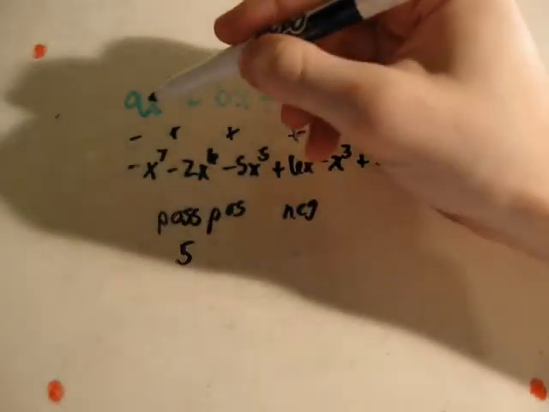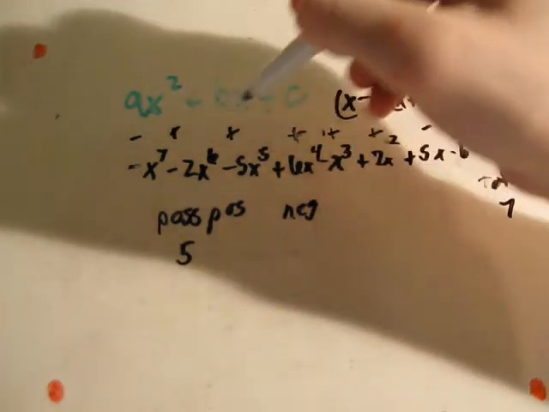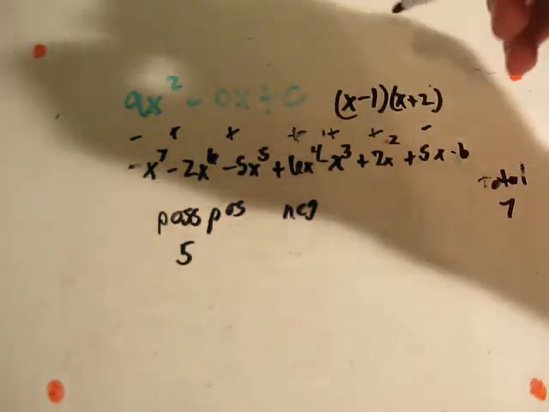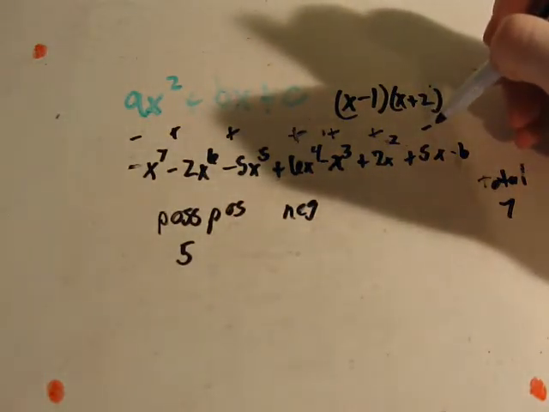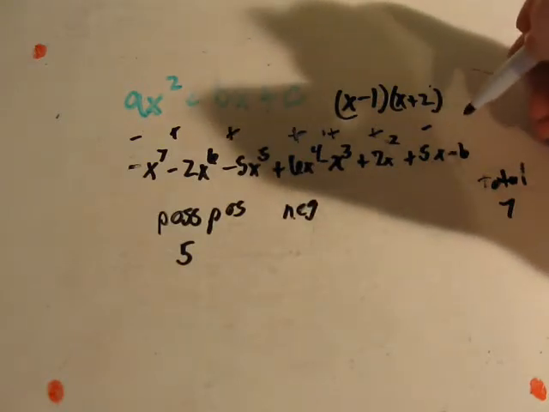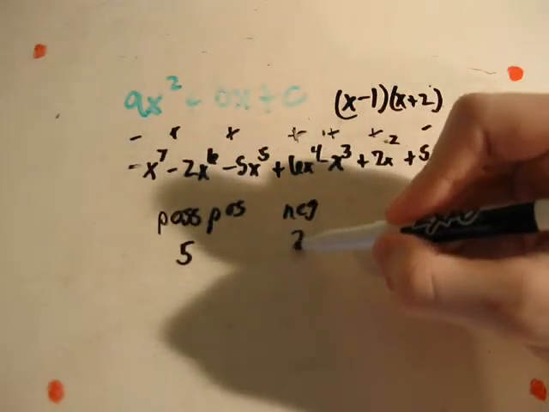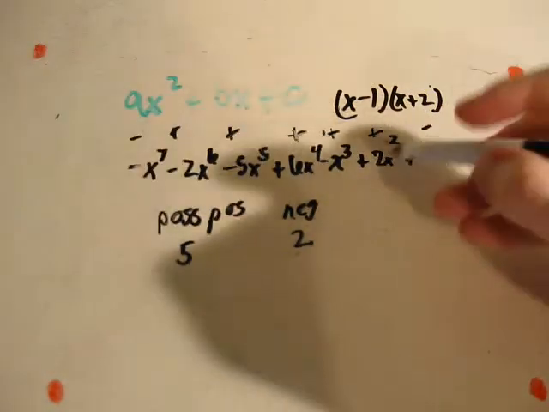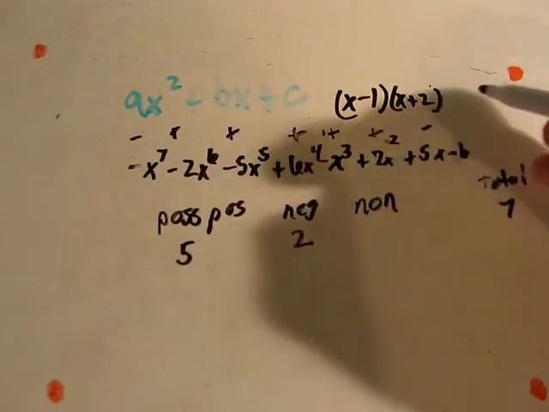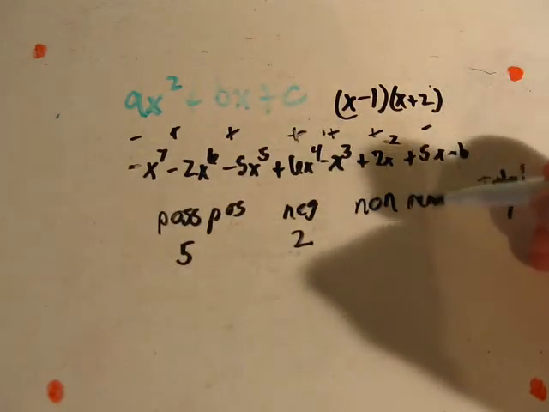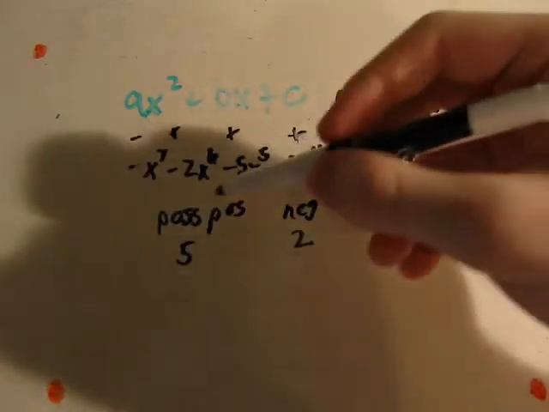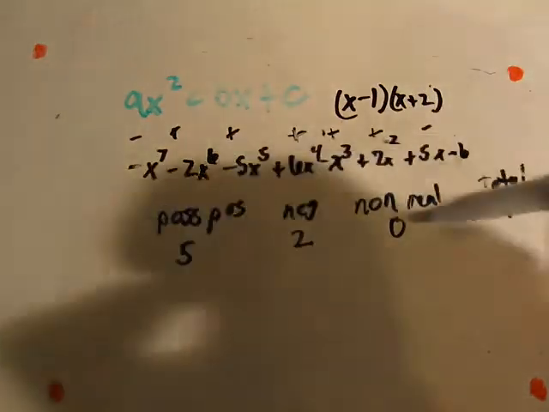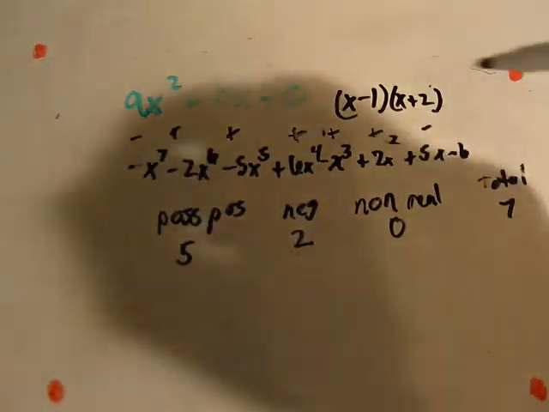And now we count them up. Negative to positive, that's a change. Then positive to negative, that's a change. So 2, and stays at 2 because this is still negative. So there's a total possible of 2 negative numbers. That means non-real for this particular set can only be 0, because you've got 5 of the 7 roots positive and 2 of the roots negative.